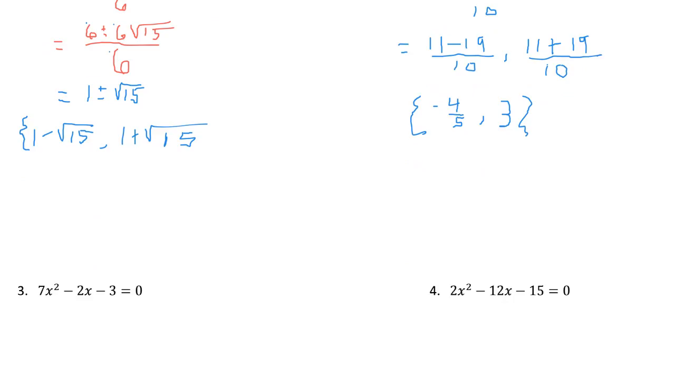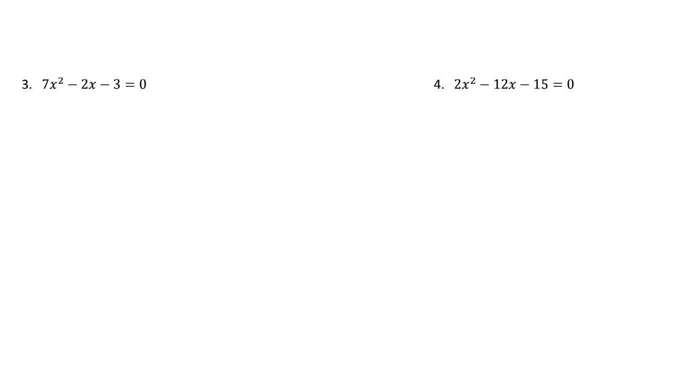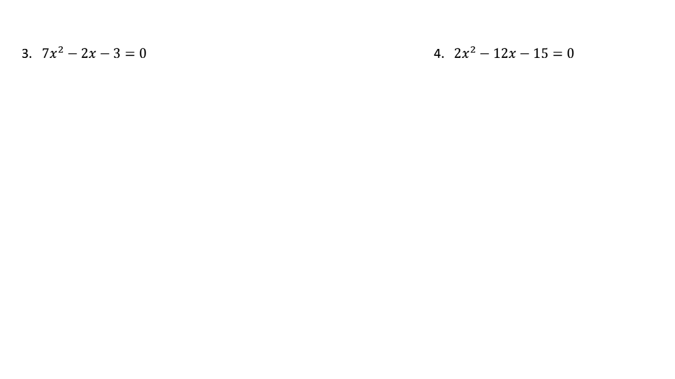A few more to do here. And again, these would be really hard to do by completing the square, because you'd have to divide by 7. The middle term is going to be -2/7, and half of that is -1/7. The squaring is 1/49, and that's just hard. So the quadratic formula works very well for these.